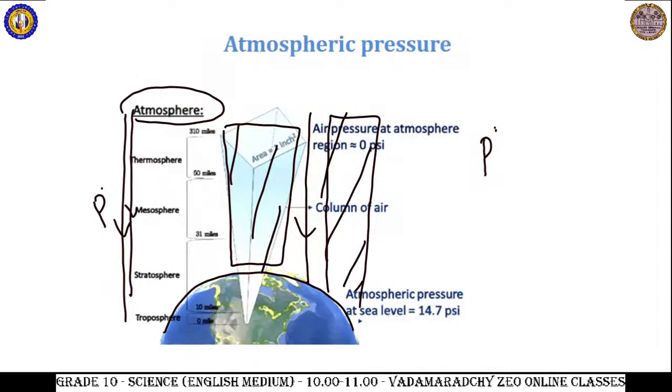Then we move to atmospheric pressure. The atmosphere extends up to hundreds of meters from the earth's surface. Atmospheric gases have weight. Just as a water column exerts pressure due to its weight, due to the weight of atmospheric gases, a pressure is exerted at any point of the atmosphere.